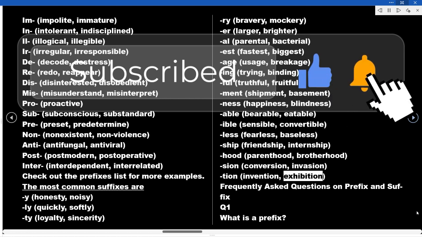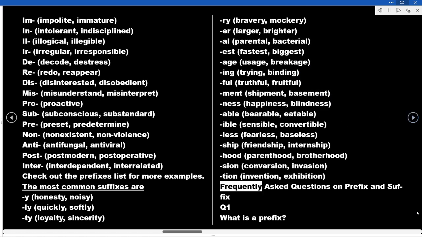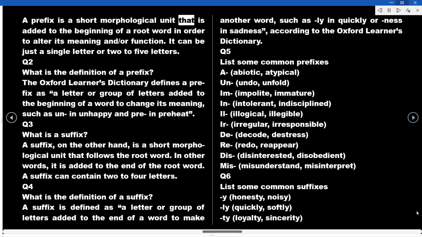Tion: invention, exhibition. Frequently asked questions on prefix and suffix. Q1. What is a prefix? A prefix is a short morphological unit that is added to the beginning of a root word in order to alter its meaning and / or function. It can be just a single letter or 2 to 5 letters.